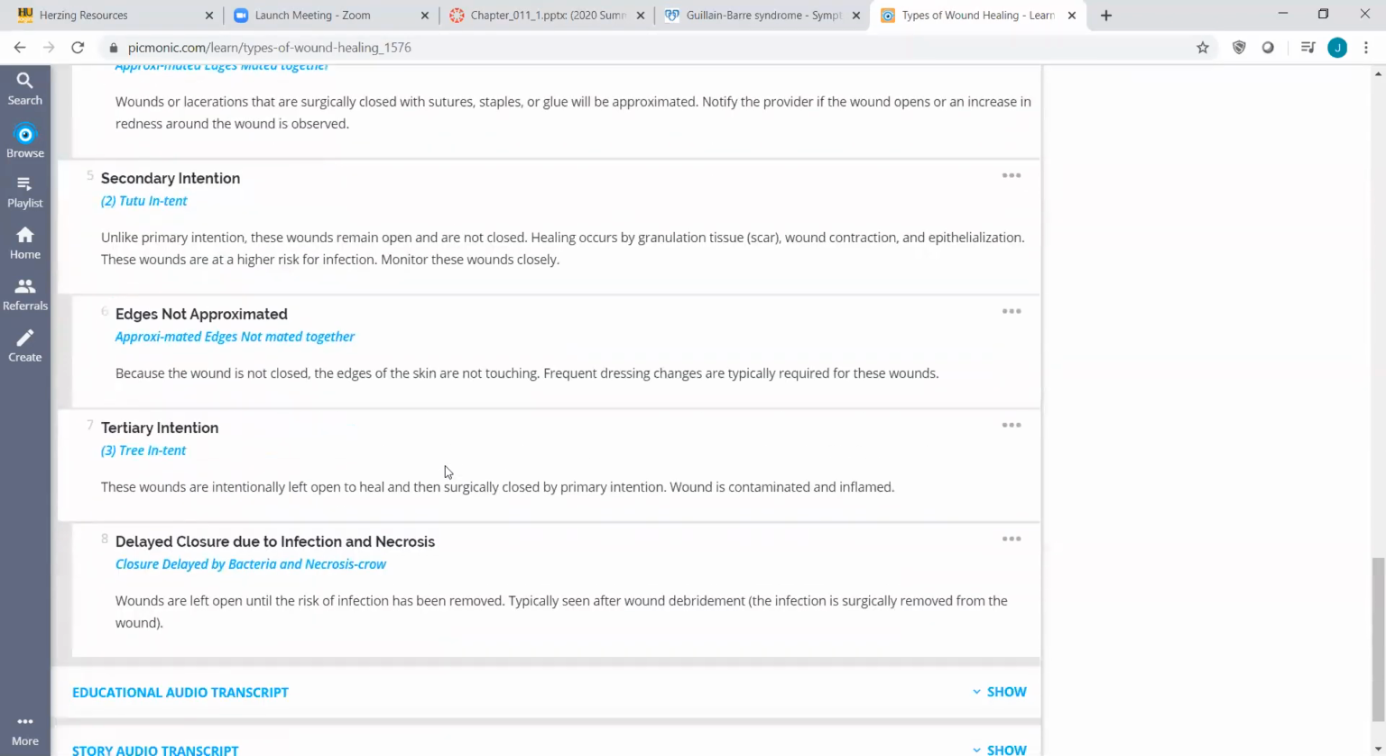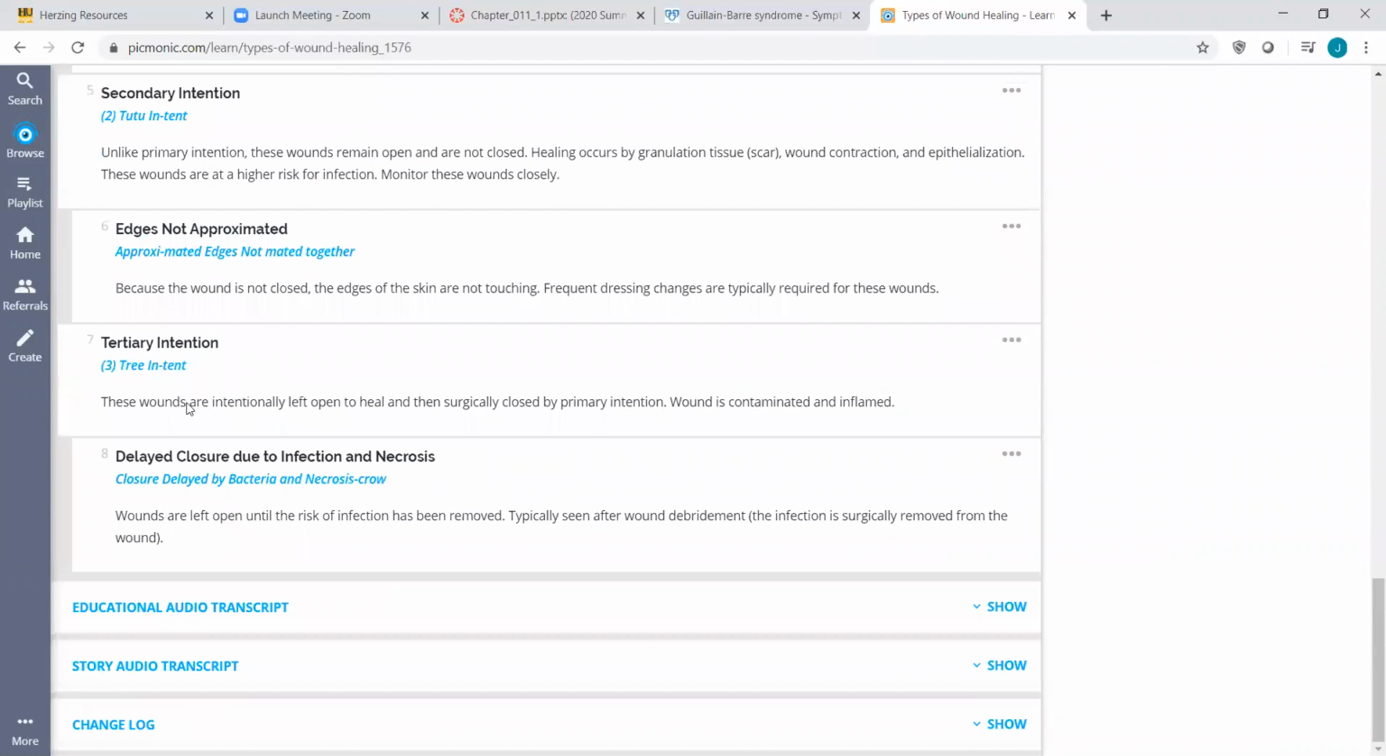So then tertiary intention is going to be a wound that is intentionally left open. And this is what people usually have a hard time understanding. They get these two mixed up, secondary and tertiary. The difference between the two: you don't have an infection yet with secondary, but with tertiary, you have an infected wound. It's open and it's deep.